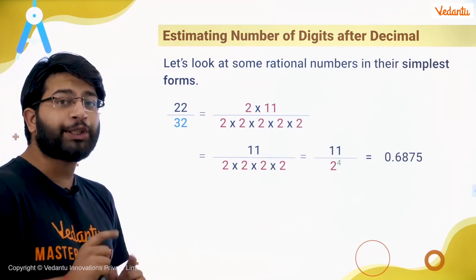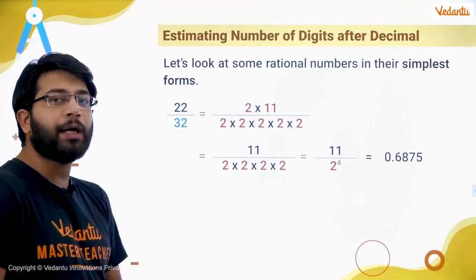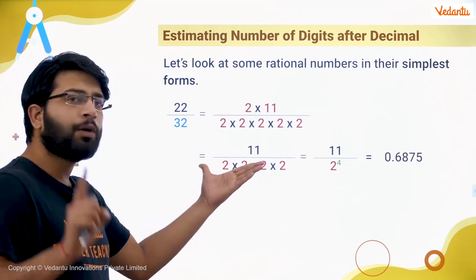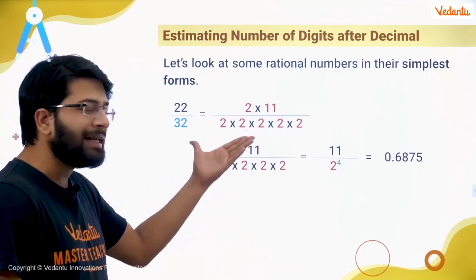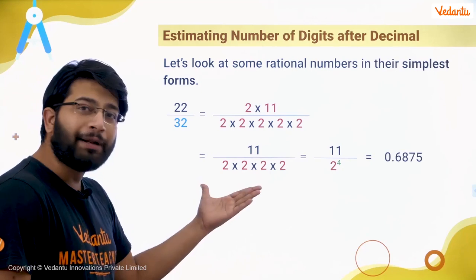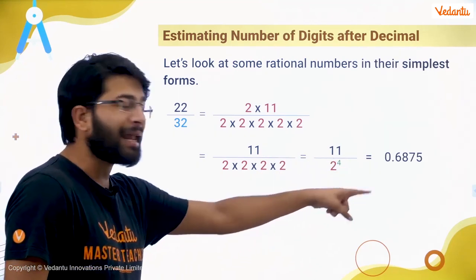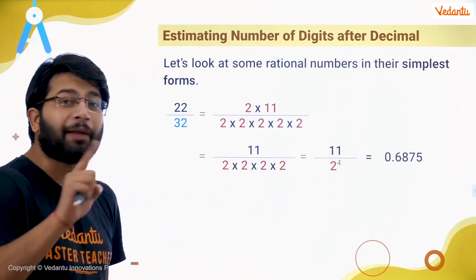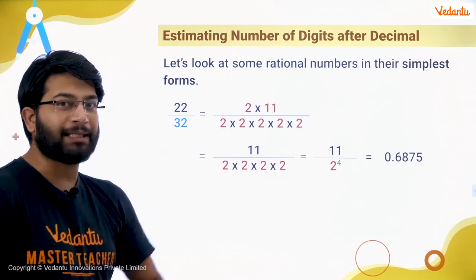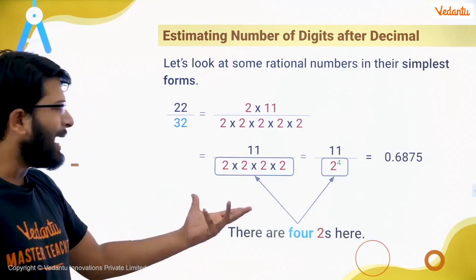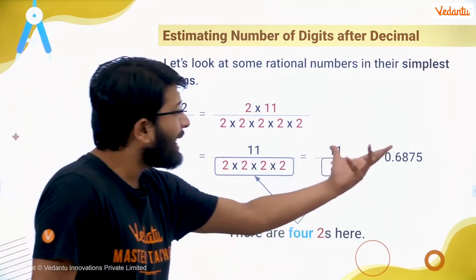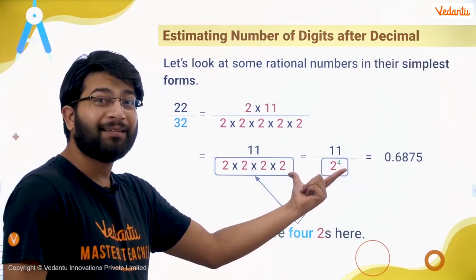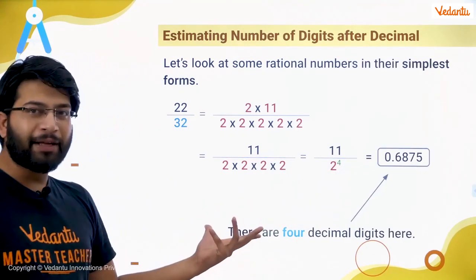First of all, we have to make sure that numerator and denominator do not have any common factor. These two have one common factor, 2. So we simply cancel out 2. Now my denominator is 2 to the power 4, and I can see here that my decimal expansion is terminating after 4 decimal places. What is the relation here? The power of 2 is also 4. Very good.